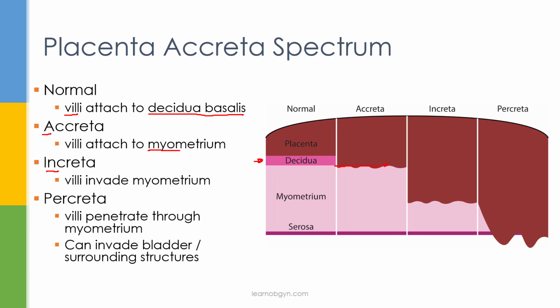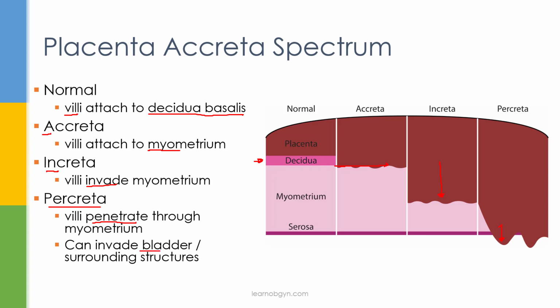With an increta, it will invade the myometrium, so it goes down deeper into the myometrial layers. And then with a percreta, it penetrates through the myometrium, so it goes past the myometrium into the serosa and potentially further. Depending on the exact location of the placenta, for example, if you have an anterior placenta, it can invade surrounding structures such as the bladder.